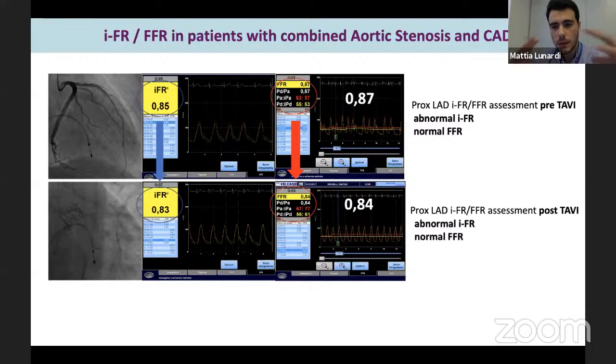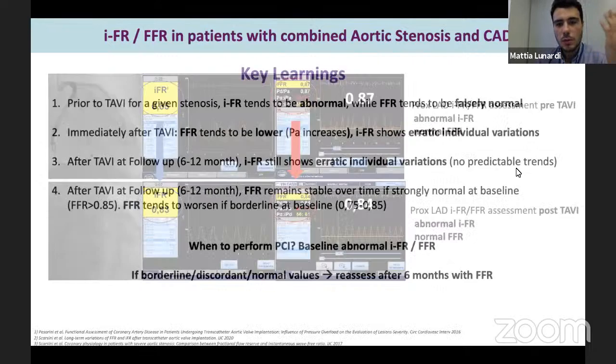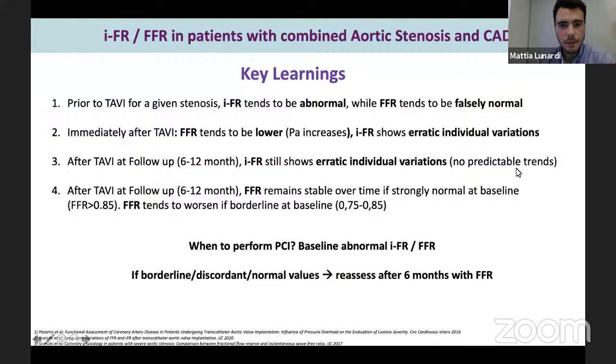So for the same stenosis, we don't know if we have to do PCI or not, because it depends on our trust in the iFR instead of the FFR. So when should we do PCI in that case?